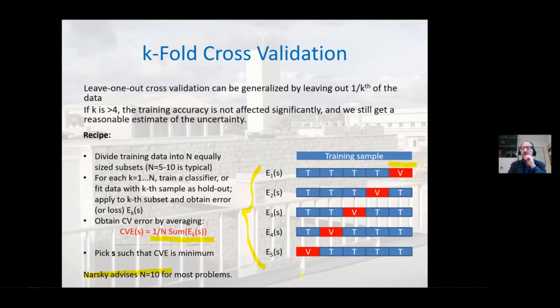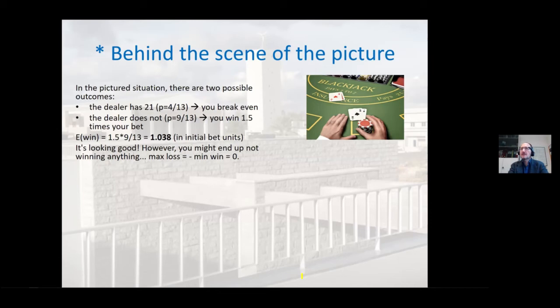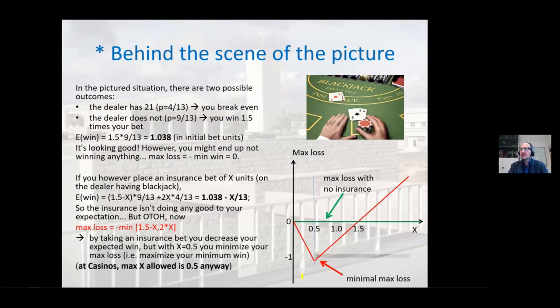And then you have to minimize the loss, really, how you do it, actually, right? Because we have talked about training a model, but we have not discussed what the loss minimization is. I will leave this out because it's actually not relevant, but you might find this enjoyable. It's how you decide whether you want to take an insurance bet at blackjack, but let's forget it.